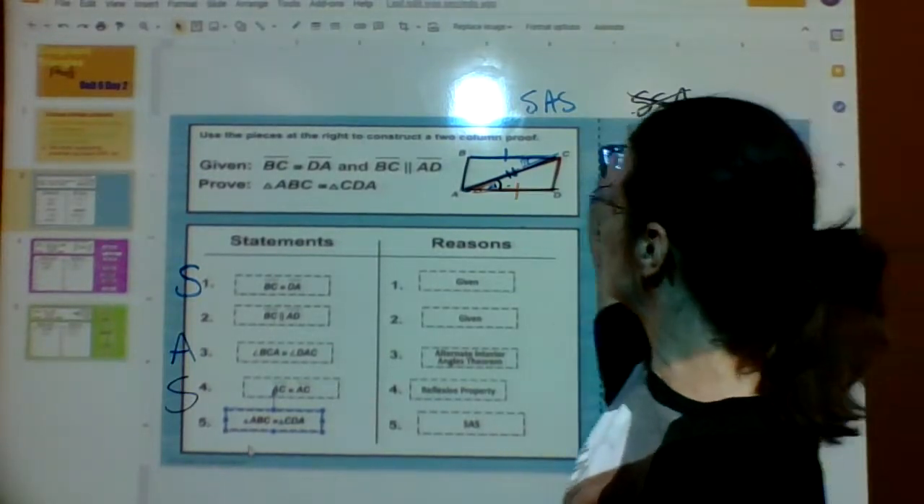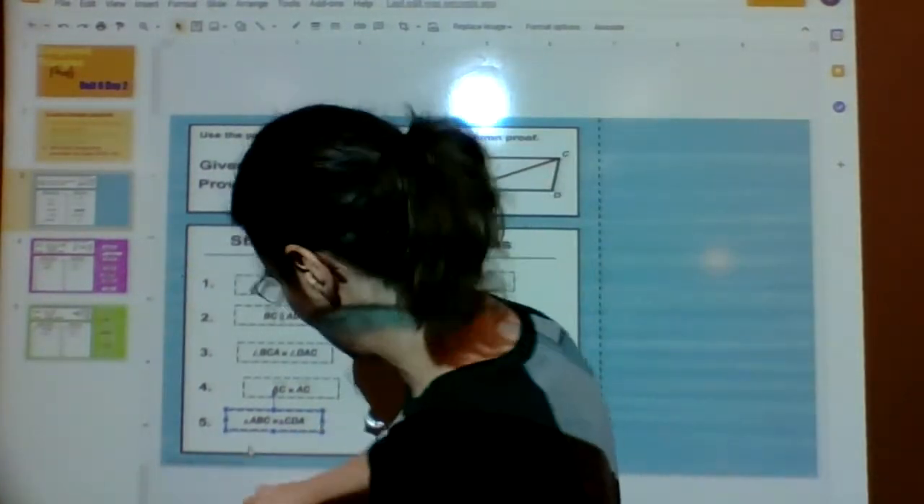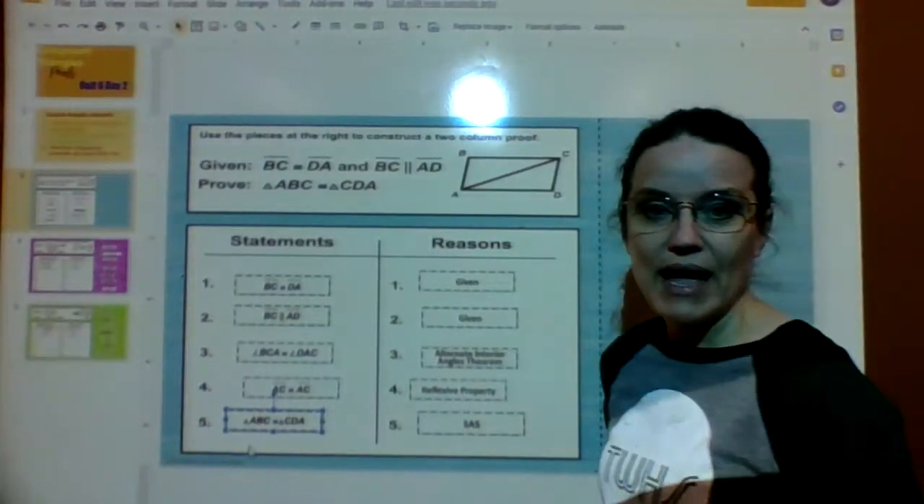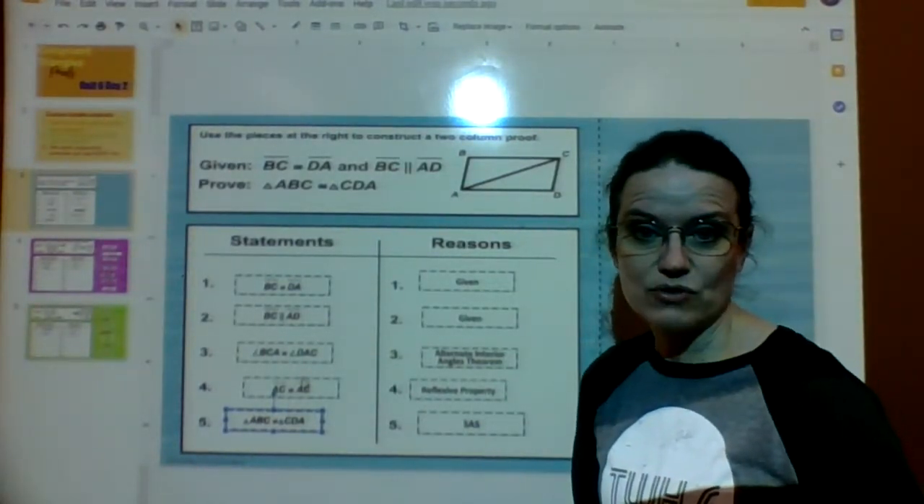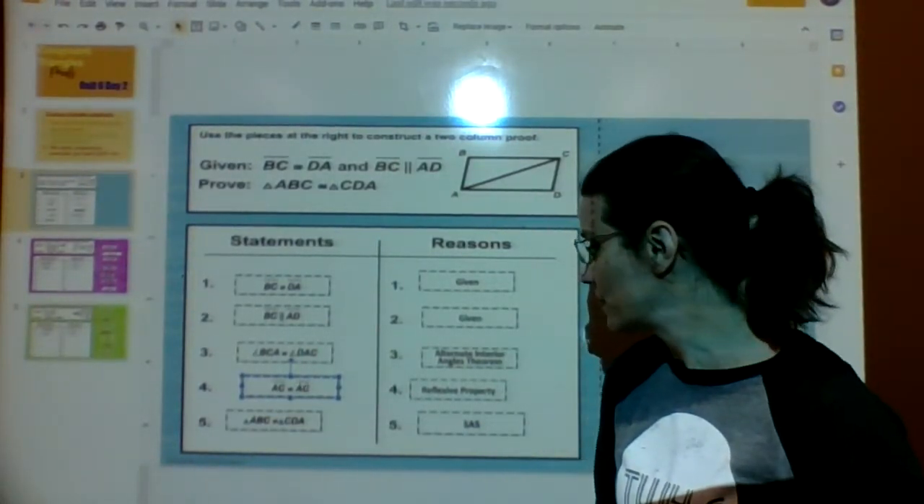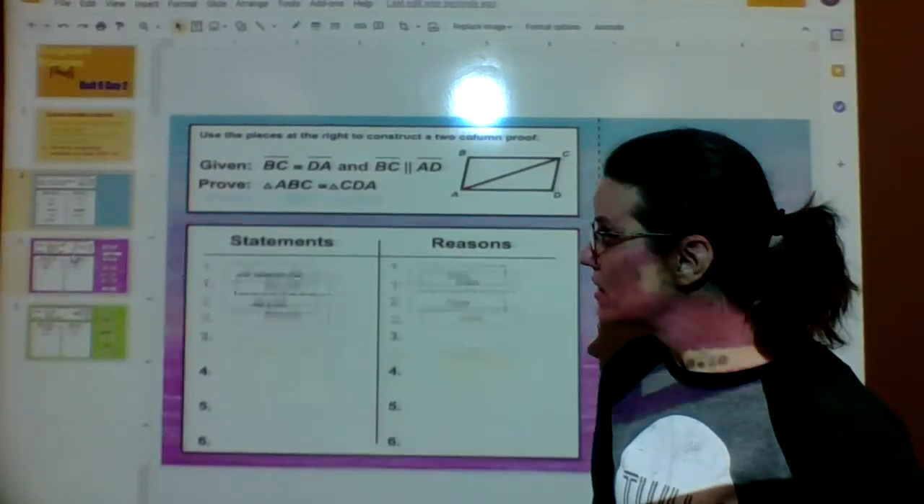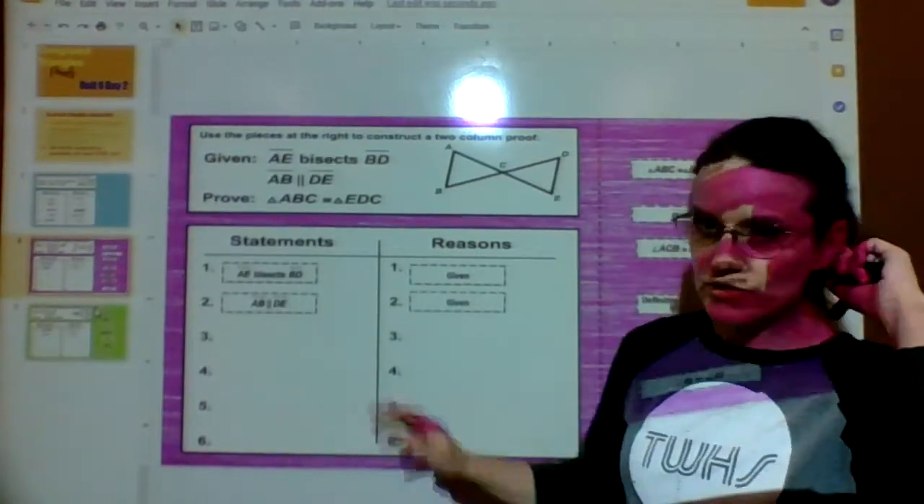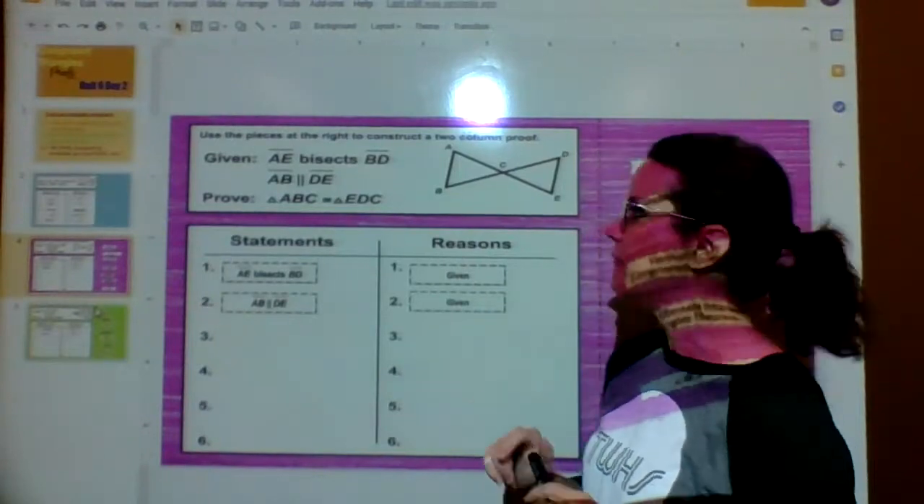Okay? So this is how proofs work. You're having to take everything we've learned all year and figure out how to put it all together into something new. So let us move on to a new one. New picture, new givens. Let's figure it out.